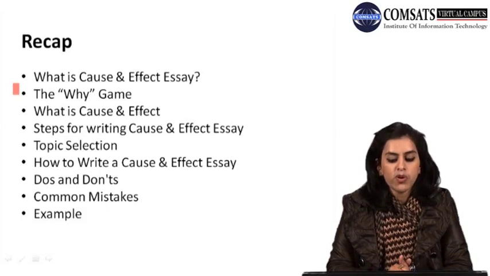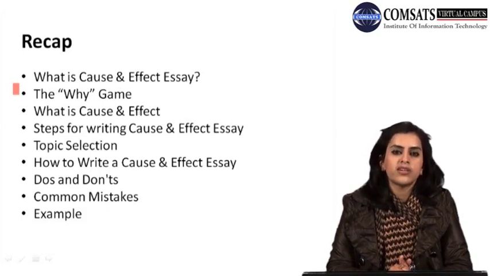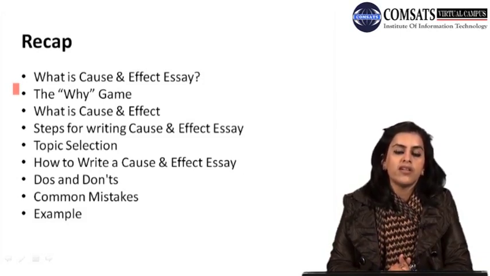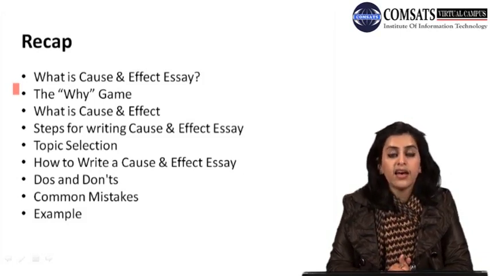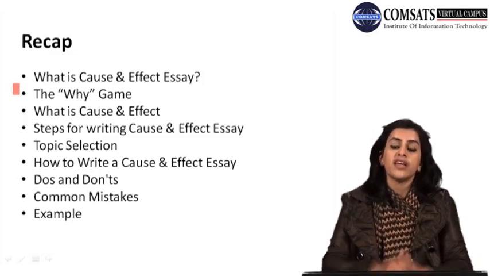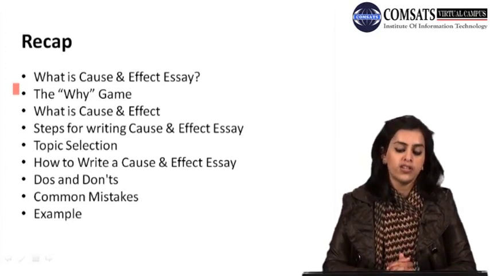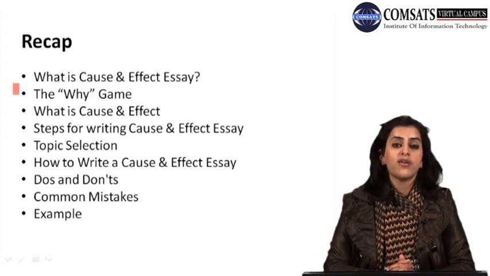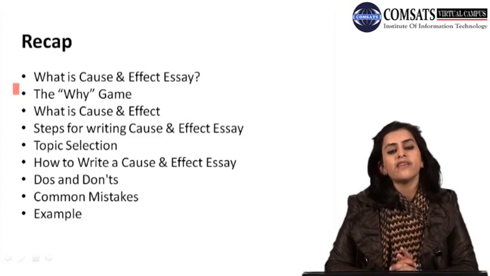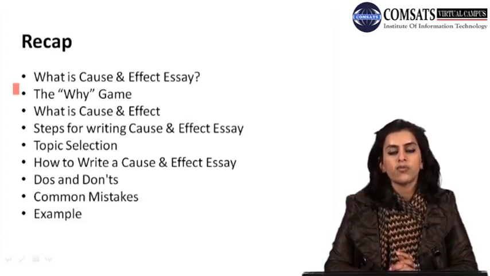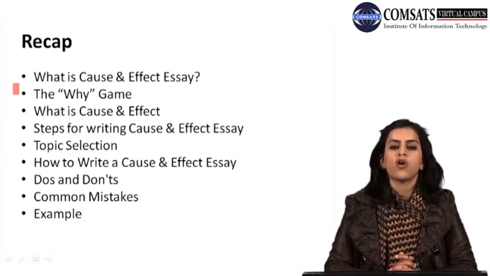Then we discussed some of the steps for writing a cause and effect essay. Those steps were discussed thoroughly to make sure you understand how to jot down all the information to write one cause and effect essay. Selecting a topic for a cause and effect essay is not very difficult, but yet not very interesting, because you are not supposed to pick a very broad category. You are supposed to pick a small one, on which you can write one paper. Then we discussed the do's and don'ts of writing one, and some common mistakes that can be made while writing one.